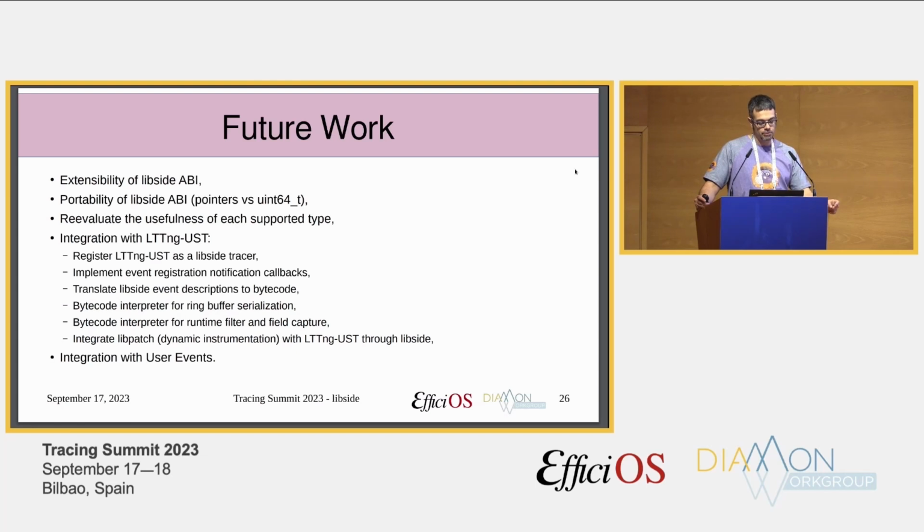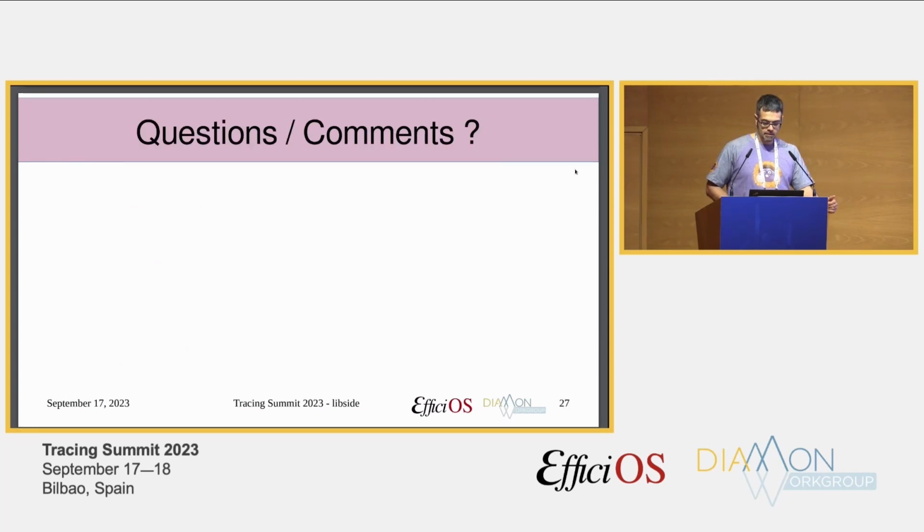Then another future step would be to integrate libpatch, which does dynamic instrumentation, with LTTng-UST through libside. So libpatch could use libside to declare the field types that it wants to record and things like that. And then there's another step of future work, which is integration with user event. So that's what I have. Now we have a bit of time for questions.